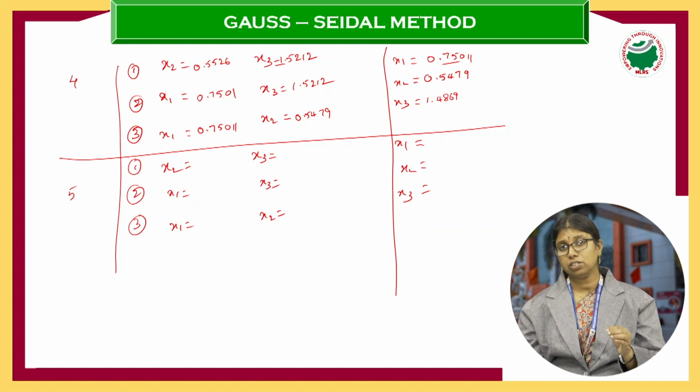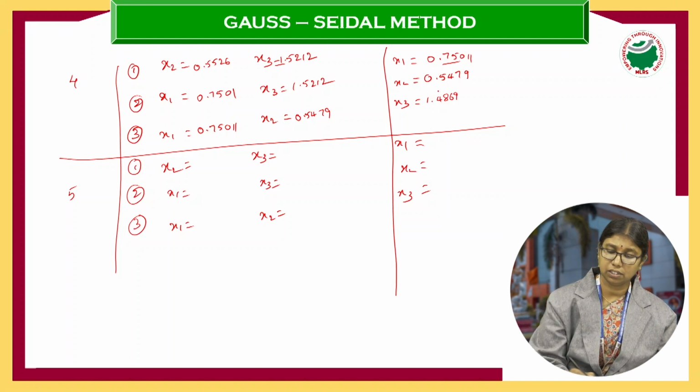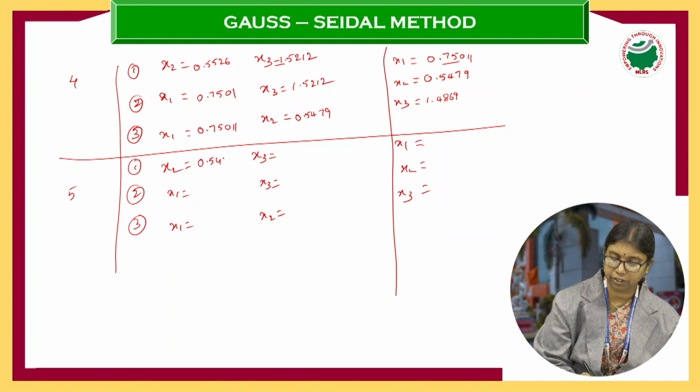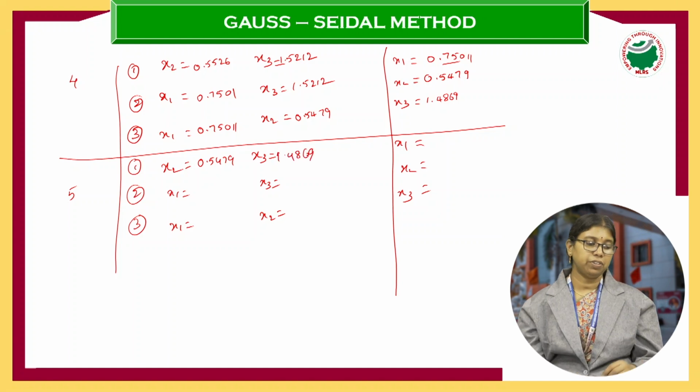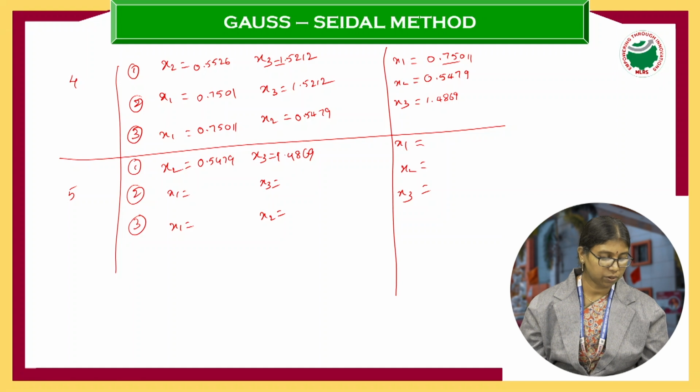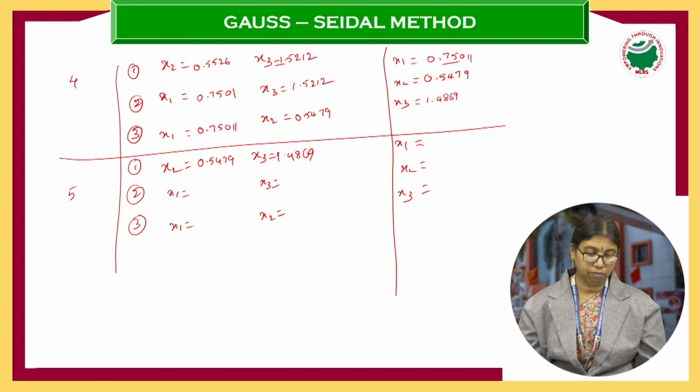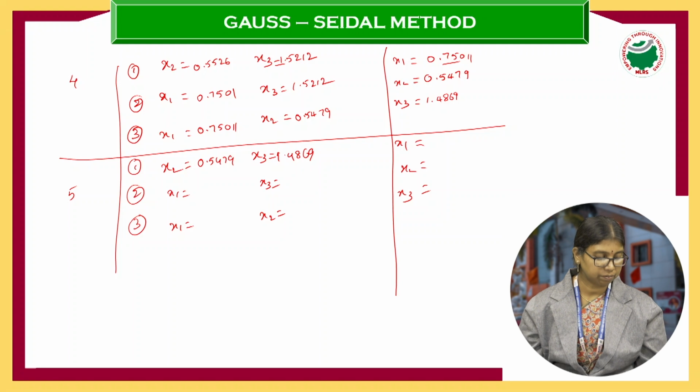Take the latest values for x2 and x3. The latest values for x2 and x3 are 0.5479 and here 1.4869. So if you enter these values in your calc, 0.5479 and 1.4869.